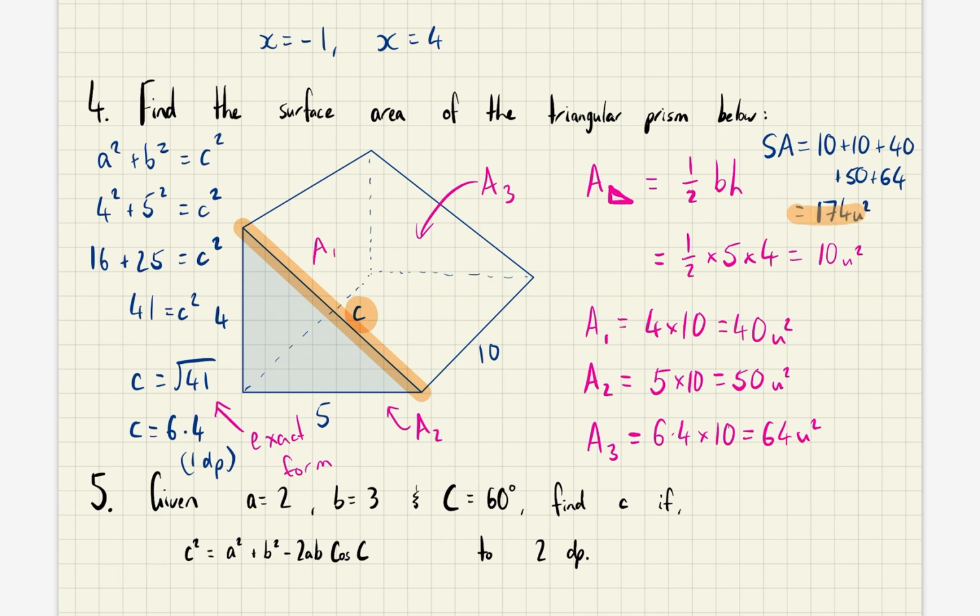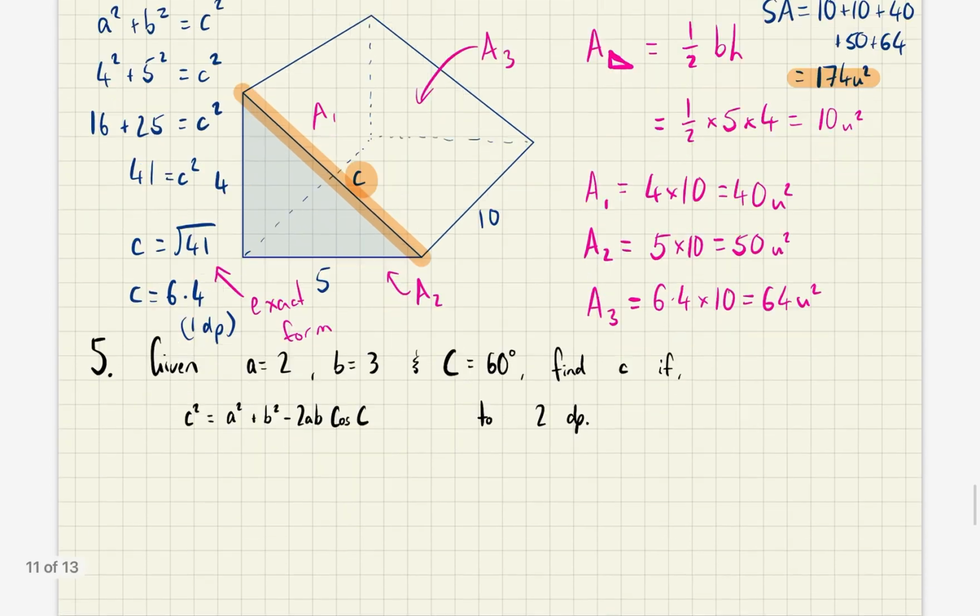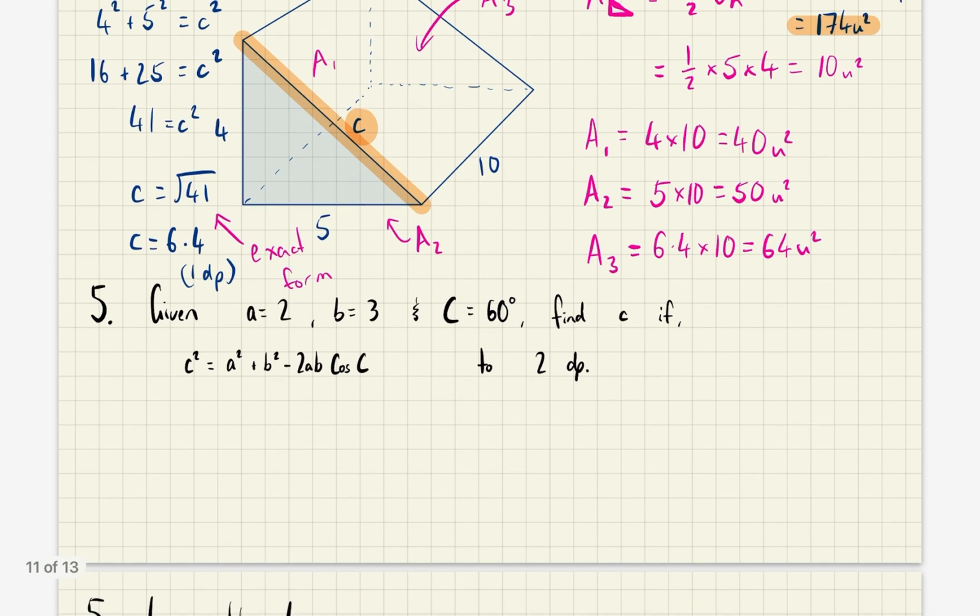I'll just highlight it for this question. I'm not a huge fan of surface area just because of the amount of working required. And it's all quite simple working, it's just a lot. So, question 5, the last question for now.